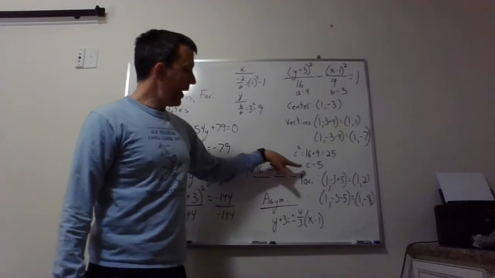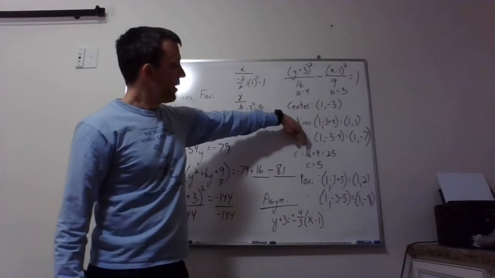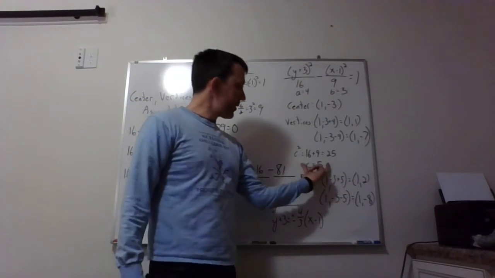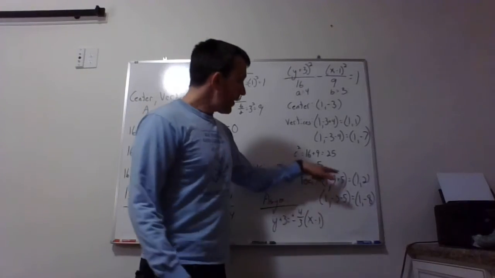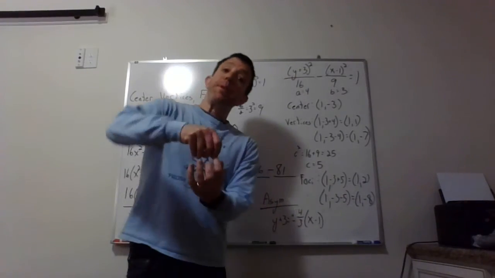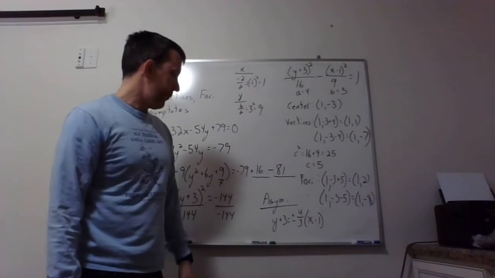To find the foci, I need c. C squared is a squared plus b squared. 16 and 9 makes 25. This one actually works out nicely. You get c is 5. And so again, adding and subtracting 5 to the y coordinates because everything is up and down. We get 1, 2, and 1, -8.